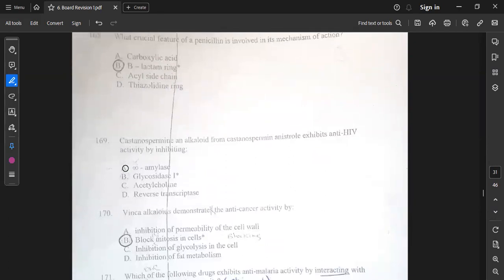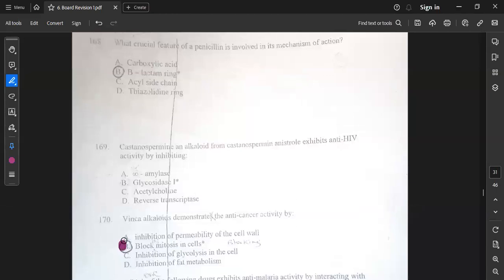Vinca alkaloids demonstrate the anti-cancer activity by blocking mitosis, where they inhibit the assembly of spindles. It inhibits assembly. And taxanes like paclitaxel are the ones that inhibit disassembly. Yes. Okay.